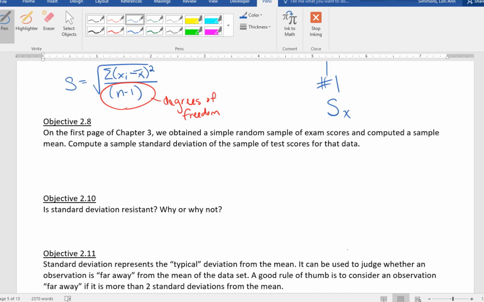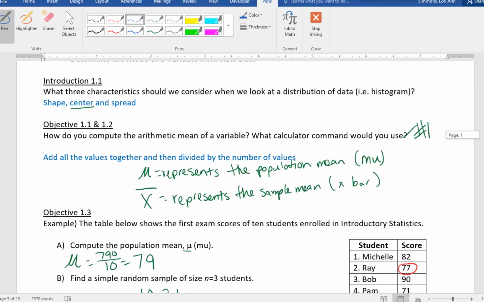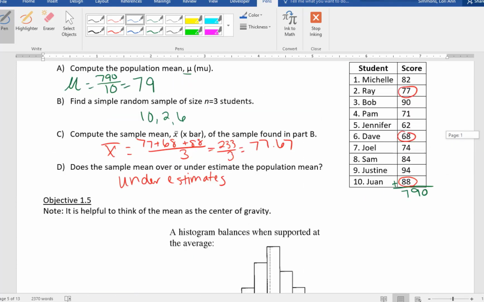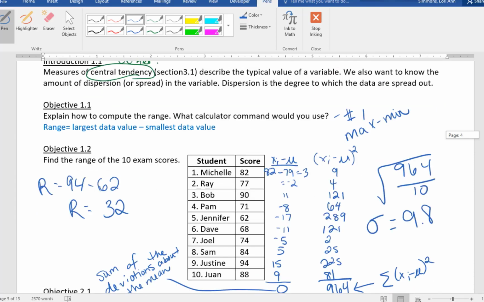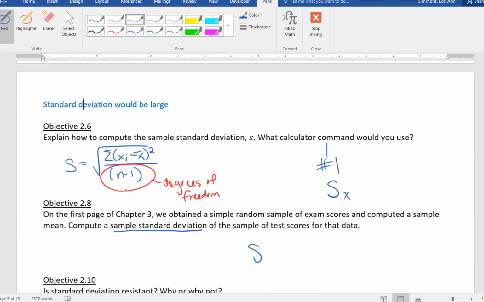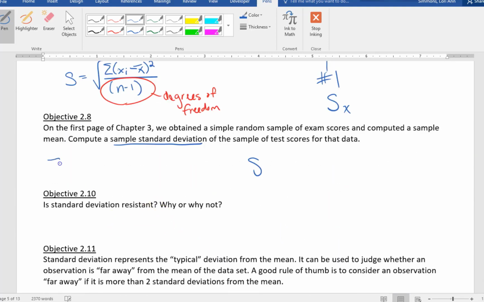On the first page of chapter 3, we obtained a simple random sample of exam scores and computed a sample mean. Compute a sample standard deviation of the sample of test scores for that data. So we're trying to find the sample standard deviation, so we should be looking for S. And what were those 3 scores? They were 77, 68, and 88.